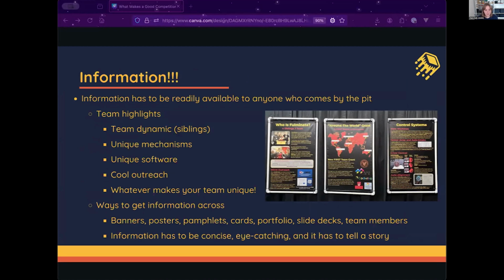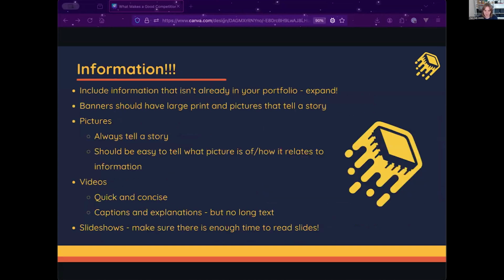So, you could have a really cool team dynamic. For example, last year, my team was just me and my siblings. We thought that was a really cool dynamic that we wanted to expound upon. If you have unique mechanisms, unique software, whatever makes your team unique, you want to put that in your pit, whatever story you want to tell. For example, for Fulminata, we had 3 different banners on the side of our pit, all that told a story of highlights that we wanted to tell the people at the event.